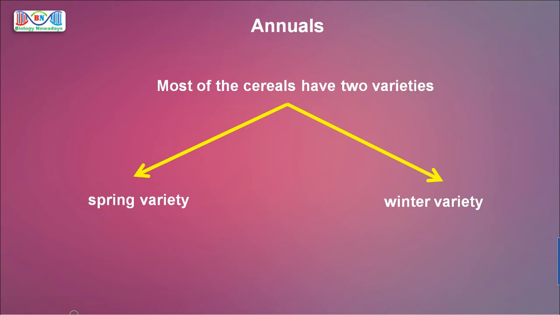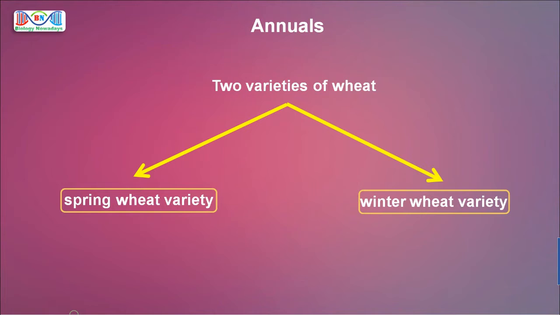Yes, most of them have 2 varieties: spring variety and winter variety. Now let's take the case of wheat. The 2 varieties of wheat are spring wheat variety and winter wheat variety. The main difference between these 2 varieties lies in the season in which they are sown. Spring wheat seeds are sown in spring, and the winter wheat seeds are sown towards the end of autumn, but before the start of winter.